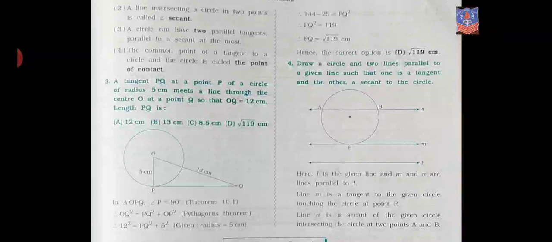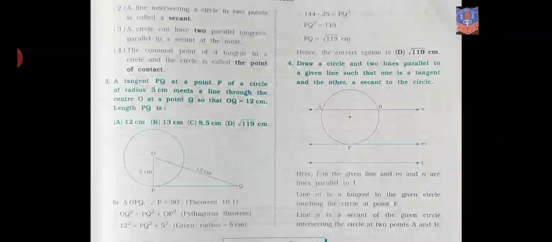Then comes the fourth definition: the common point of a tangent to a circle and the circle is called dash. The common point of a tangent to a circle and the circle is called the point of contact. Meaning, the tangent and the circle have exactly one common point, and that point is called the point of contact. Okay students, so by this we finished question 2. There were 4 blanks in question 2.